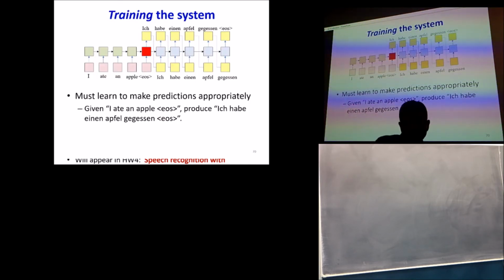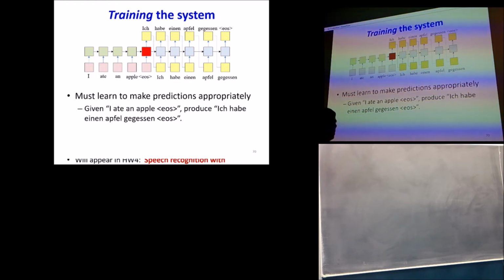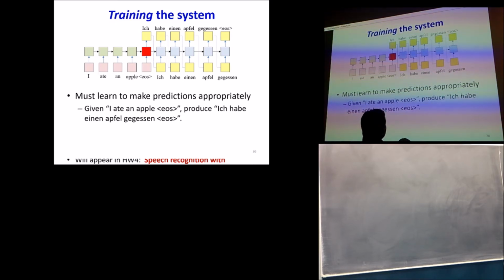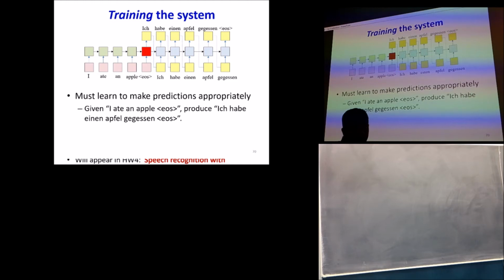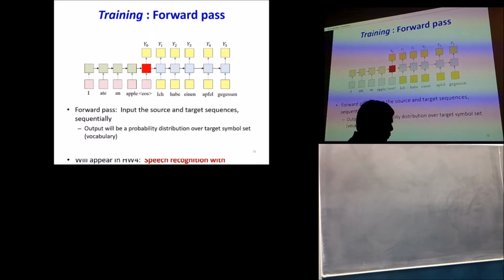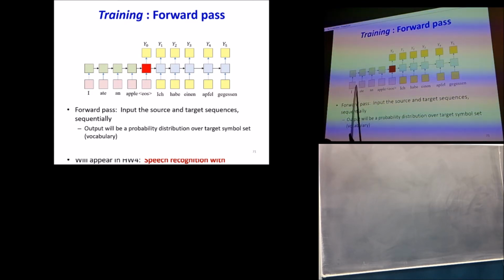Now, how do you train such a system? We must make the network predict words appropriately. What this means is that the network must be able to see "I ate an apple" and produce "Ich habe einen Apfel gegessen." So you want to train the network to be able to produce this sequence. Here's how you do it. In the forward pass, you're actually going to input the source sequence, which will produce the hidden state.